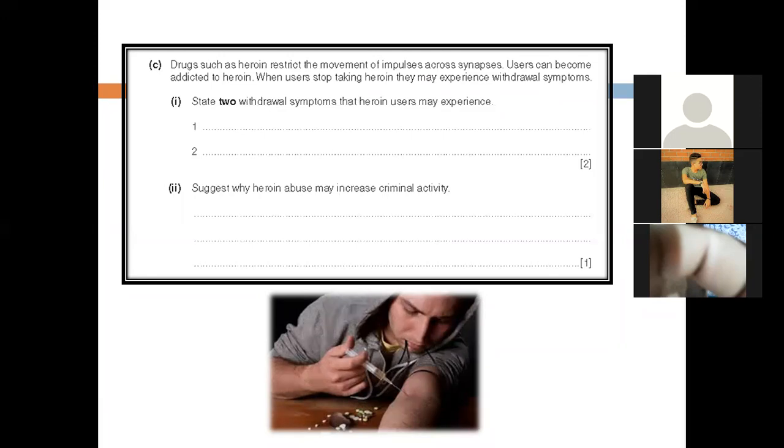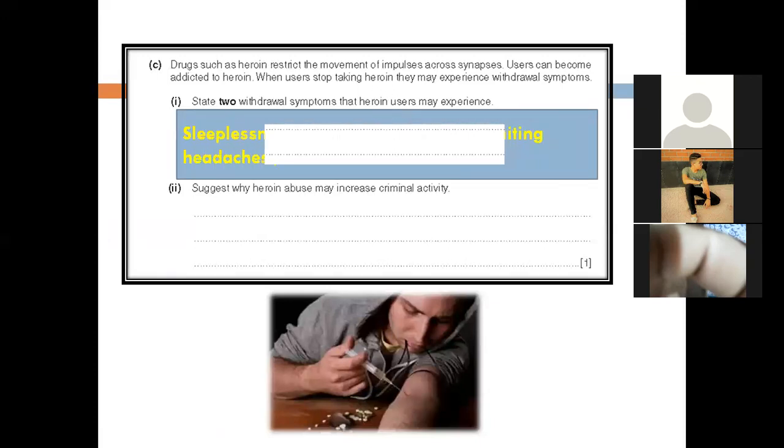Okay, so here I will take some general symptoms of that, when a person stops using heroin. Withdrawal symptoms that a heroin user may experience: sleeplessness, because he is addicted to heroin, nausea, aggression, vomiting, and headache. These are the general symptoms for that.